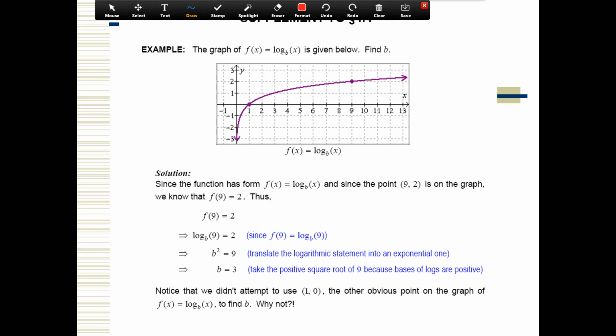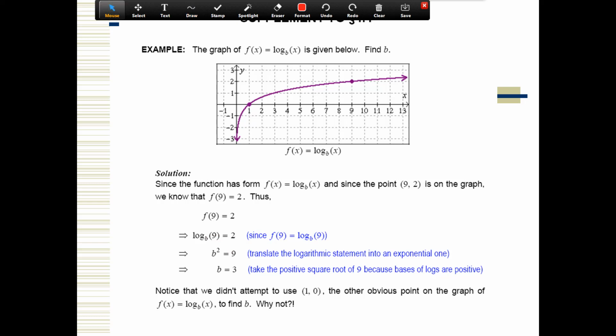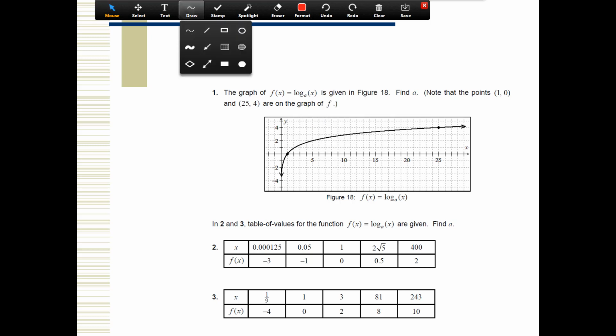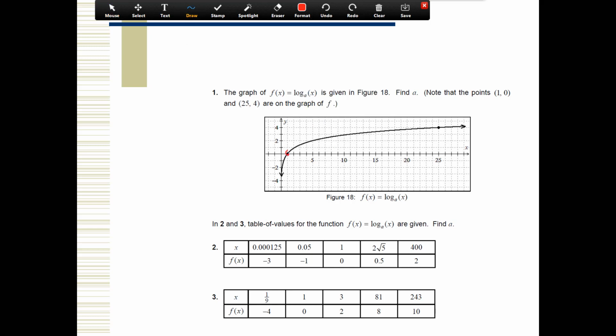So let's go ahead and see if we can apply this to a couple problems that might be not quite so easily seen as this one. So we have a couple situations where we have tables and we also have graphs. So let's look at the graph first. Notice that on the graph we have this point 1, 0. That's not going to get us anything. But way out here we have this point that's 25, 4. That 25, 4 is what's going to help us get our answer.